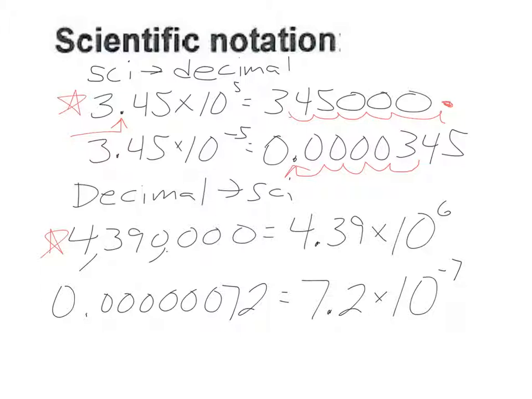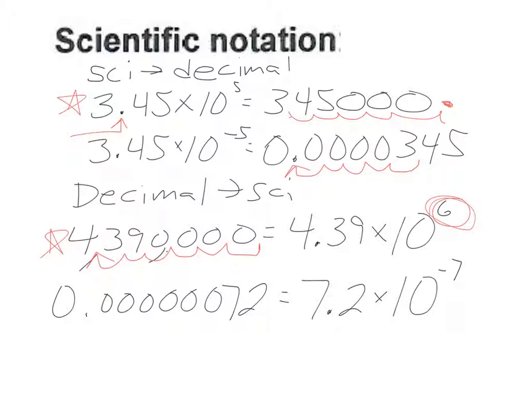4,390,000 is a large number. I know my decimal needs to go after the 4, after the first non-zero number. It is back here invisible. So to get it after the 4, I would have to move it 1, 2, 3, 4, 5, 6 places. And because it's a large number, it's a positive 6.